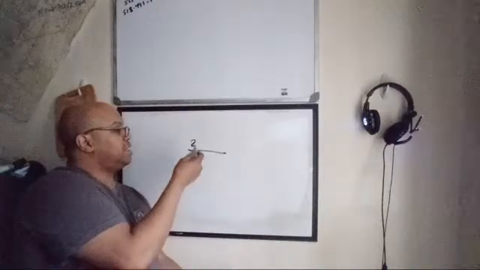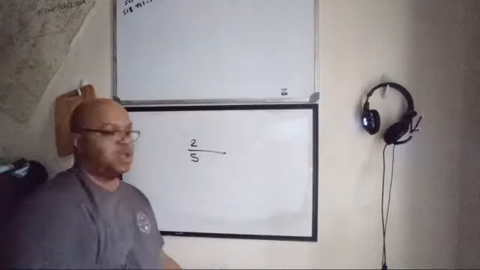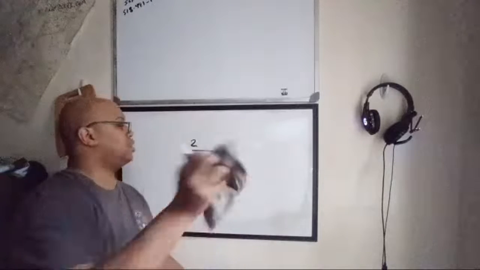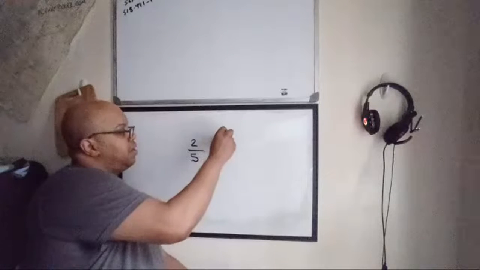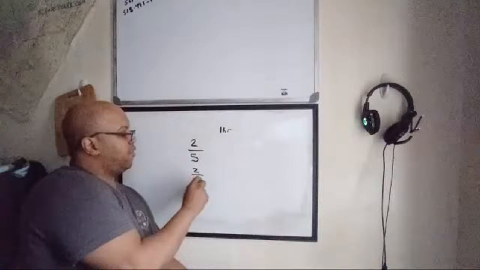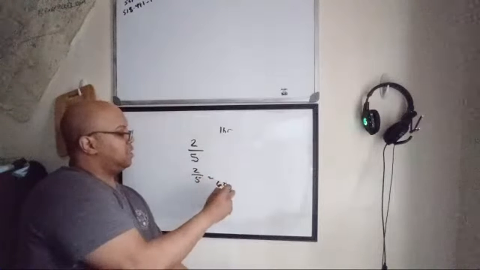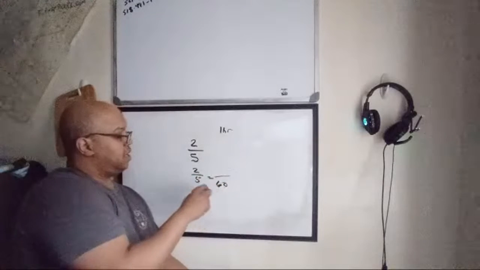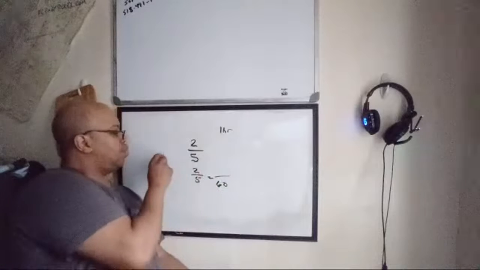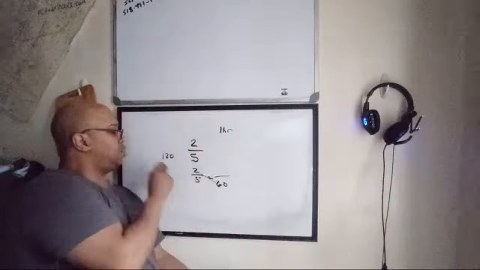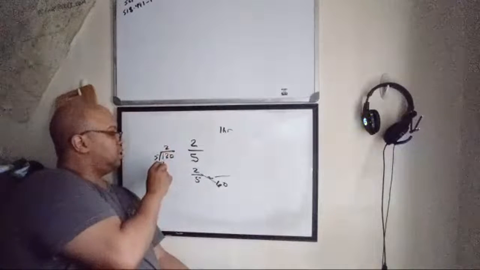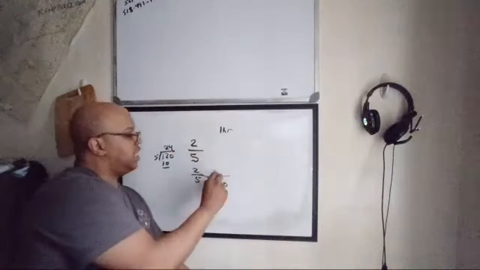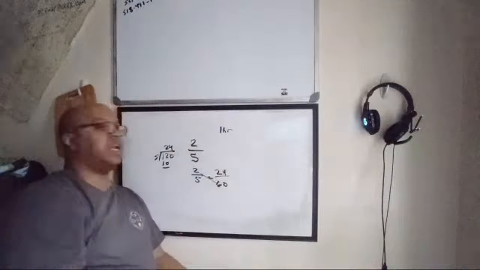So that's going to be the top part. And then I'm going to ask myself, well, how many can she eat in an hour? 1 hour? 2 over 5, 60 minutes. 2 times 60 is 120, divided by 5, 24. She's going to eat 24 pieces of candy in an hour.